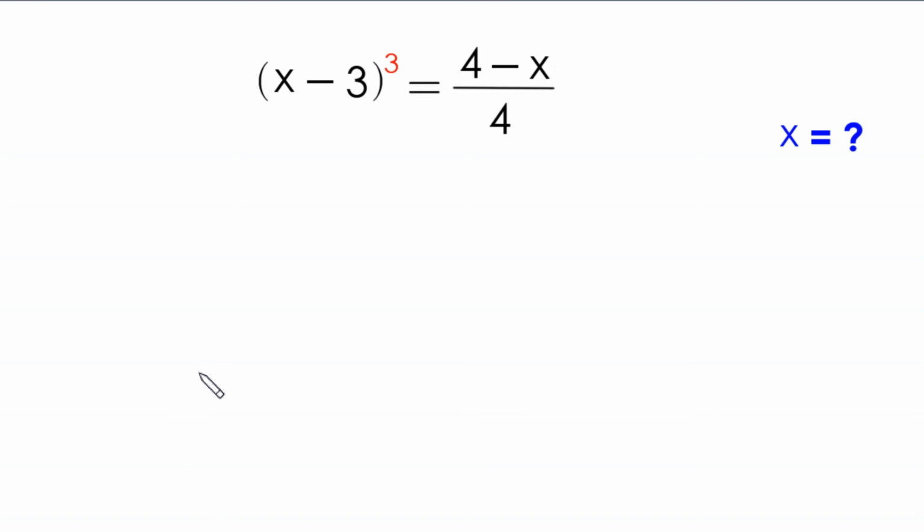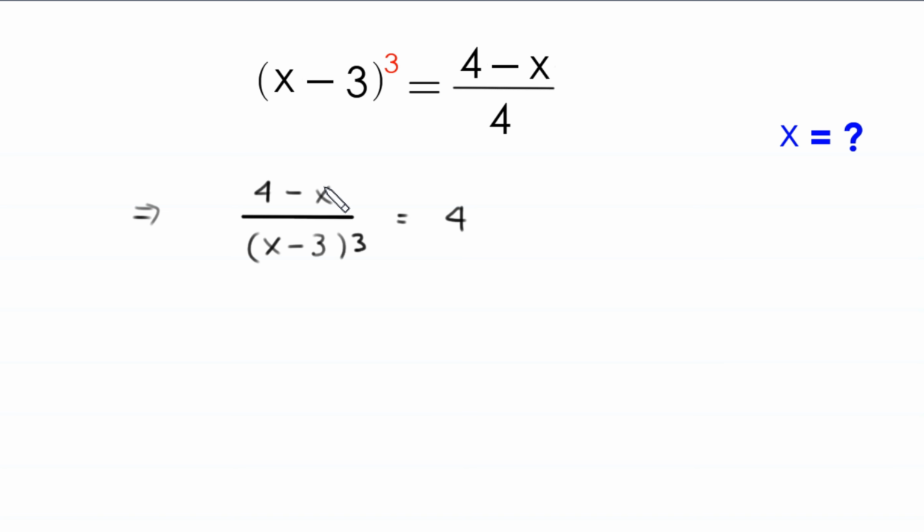Hello everyone, welcome to how to solve this very nice algebra equation: (x minus 3) cubed equals 4 minus x over 4. Our job is to find all possible values of x. So let's start. If we divide both sides by (x minus 3) cubed and multiply both sides by 4, this implies that (4 minus x) divided by (x minus 3) cubed equals 4.